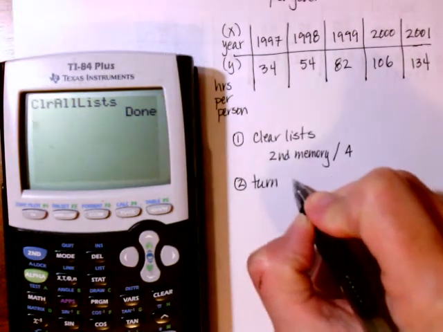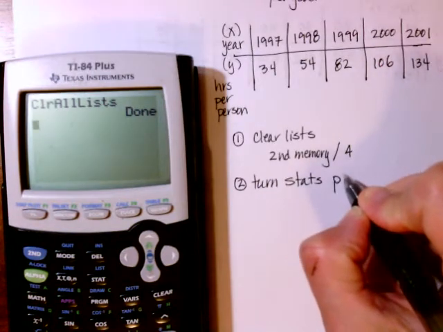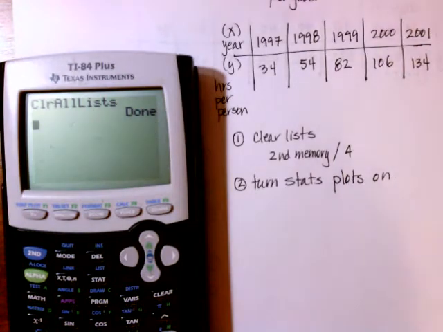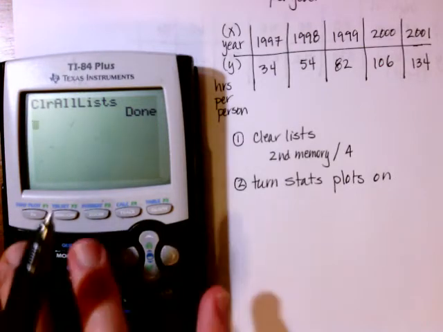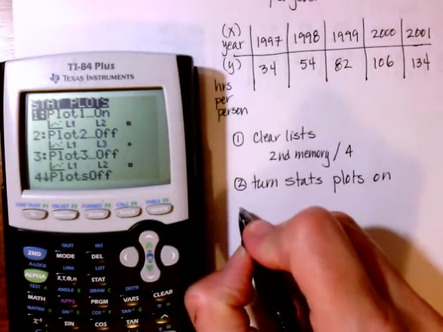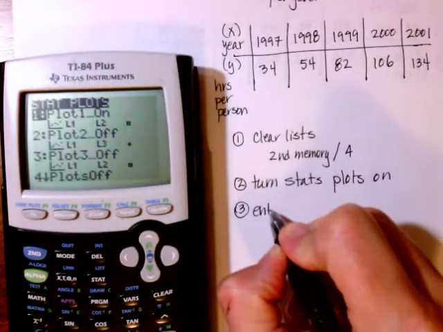Technically, your second step is to turn your stat plots on. But ours are already on because it won't go off until you turn it off. So at this point, I'm not going to redo that step. And if I just show you to re-verify, see it's still on, so I don't need to do anything on that one. All right, so for number 3, I'm going to enter my data.